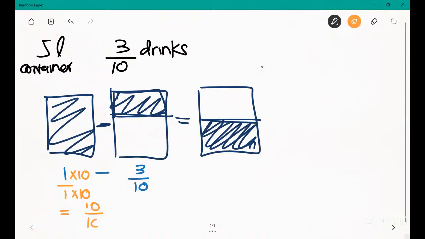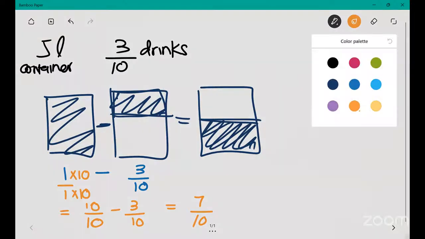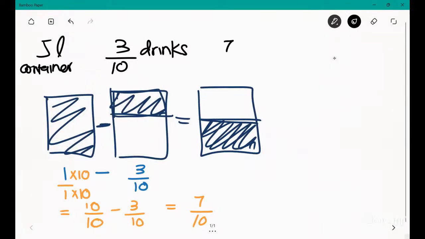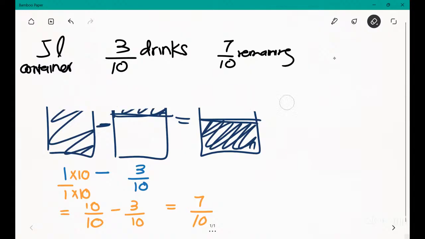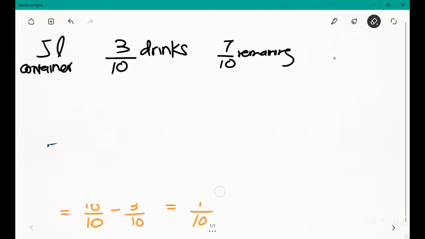10/10 minus 3/10. Now you'll get your answer: 10 minus 3 is 7. The denominator always stays the same, so 7/10. So that's the answer for your first question. They're asking the remaining amount, and we got that. So I'll write it at the top: remaining is 7/10. Okay, then let's go to the second question.